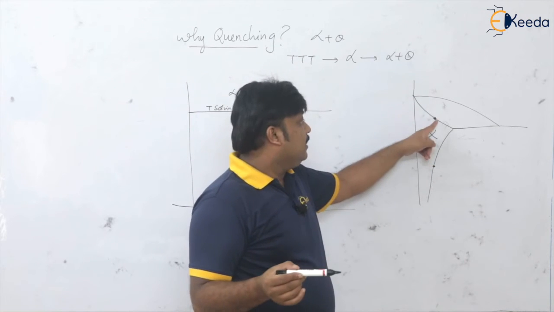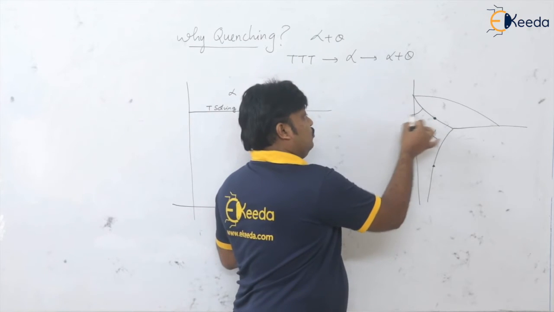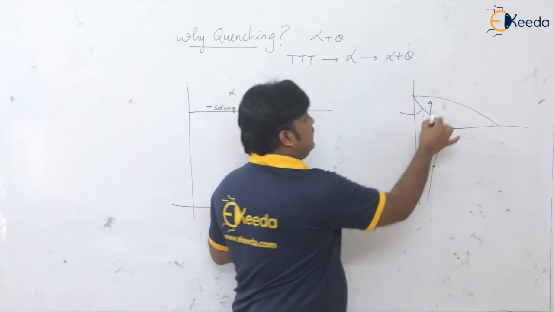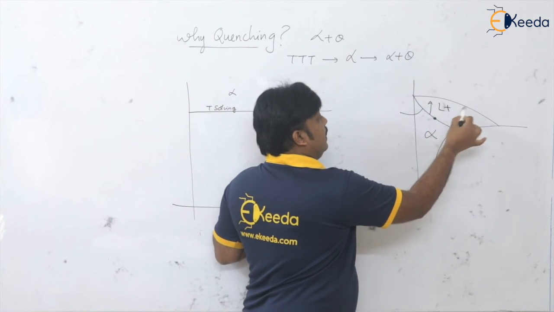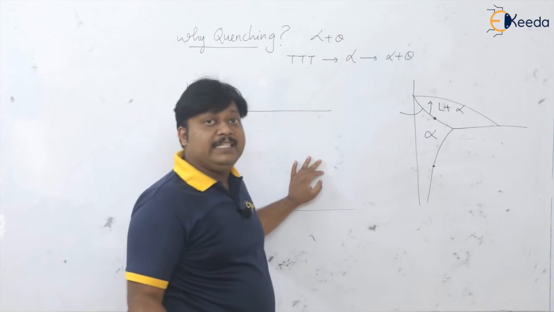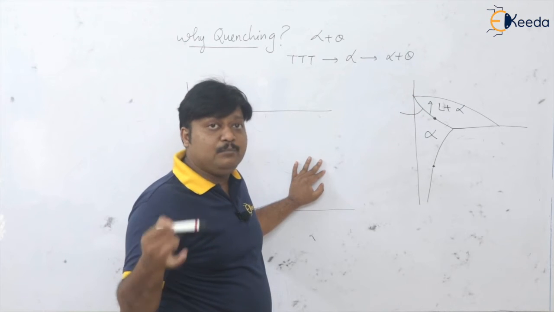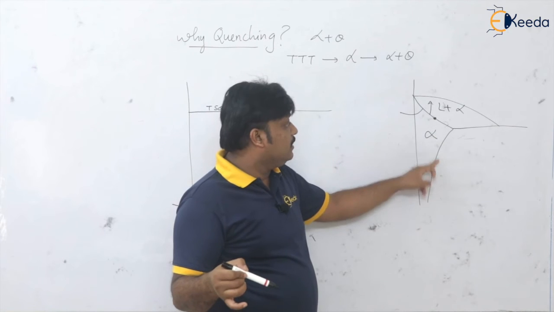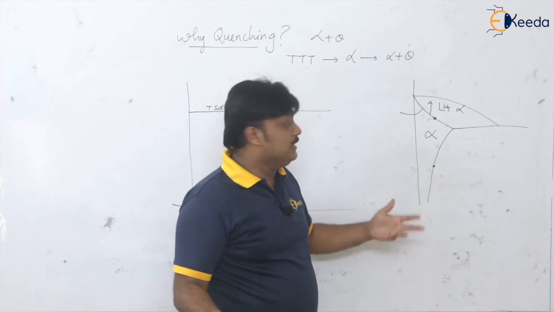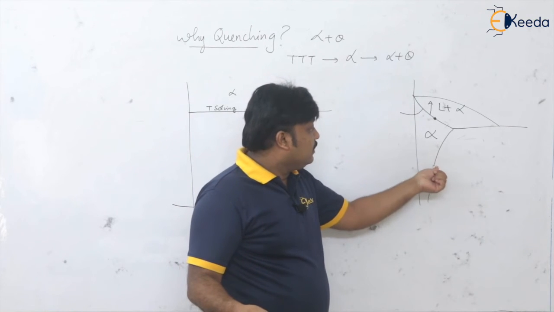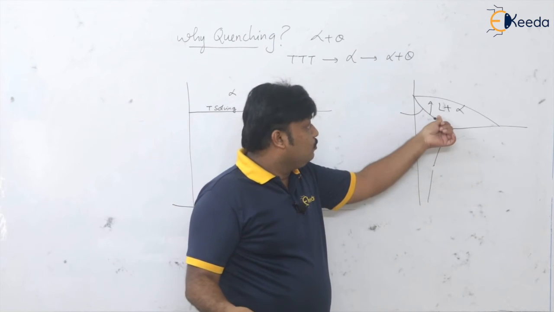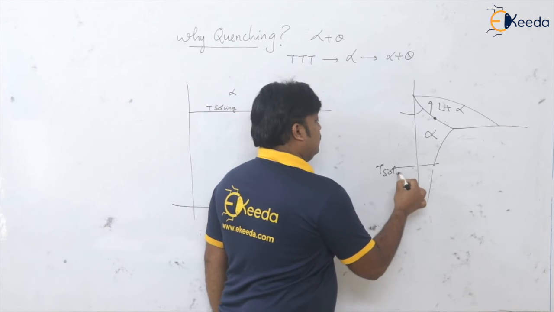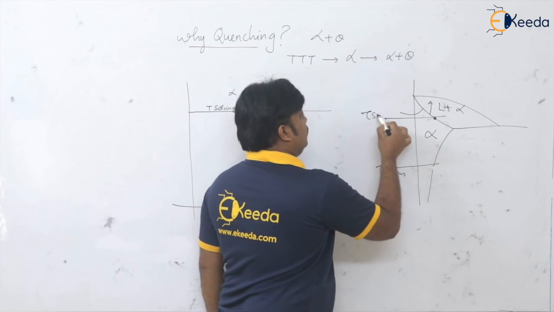Because above this solidus, it is going to be in the liquid stage, liquid plus alpha. But we know that heat treatment is basically done for the shaped object. For that reason, we are heating this alloy between the temperature of T solvus and T solidus.